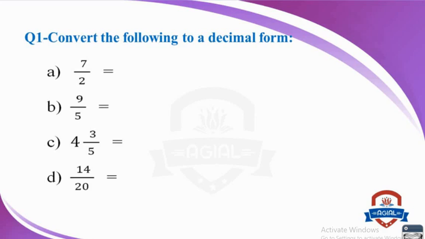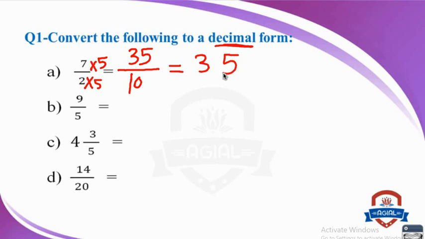Convert the following to decimal form. 7/2. I'll change the denominator to be 10. 2 will be 10 by multiplying it. Yes, multiply it by 5. So I will multiply up by 5. 7 multiplied by 5 is 35. Down, 2 multiplied by 5 will be 10. Can you write it in decimal form? Yes, 35, and write the point just after one digit from the right. So the answer will be 3.5. I'll choose this one to answer.